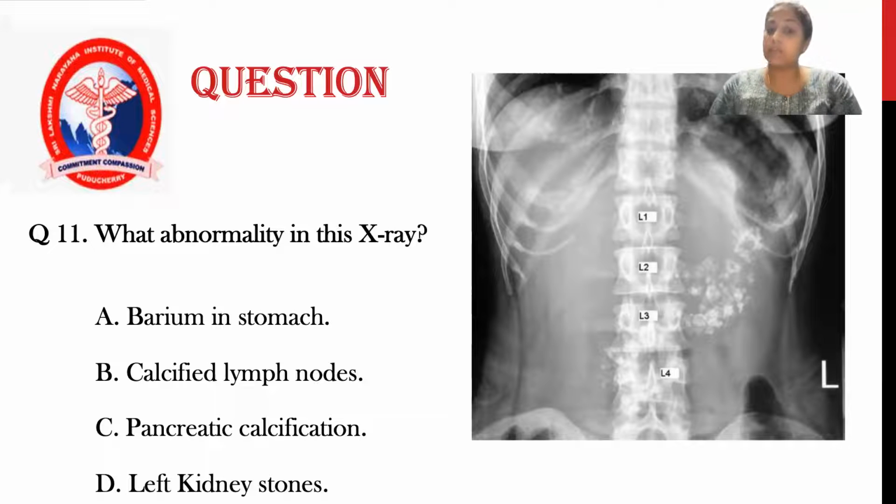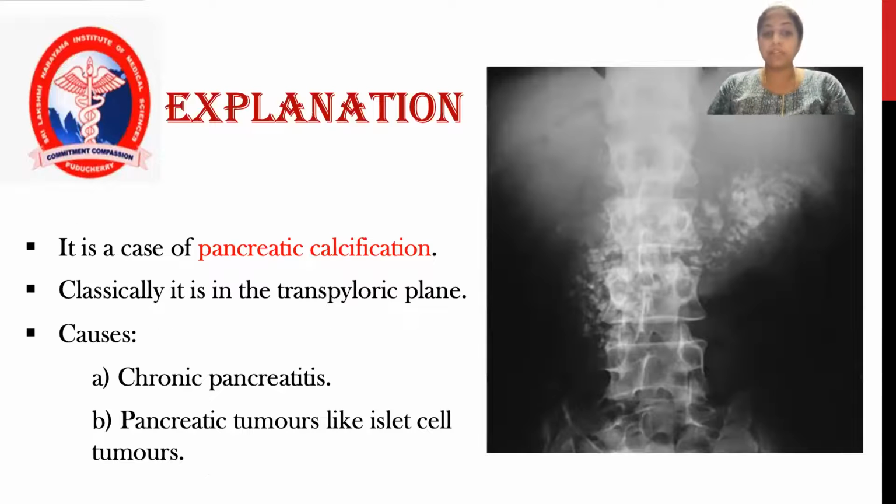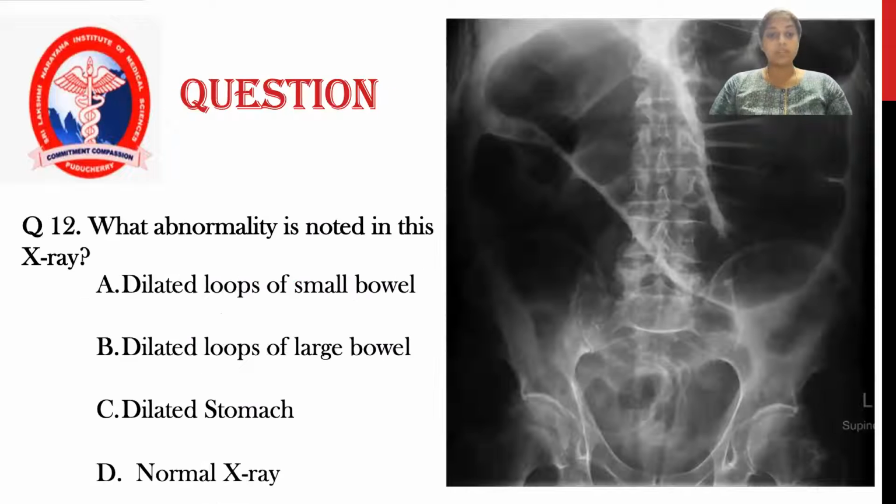Whenever you see an X-ray, you should first identify the normal structure at that level. So when we come here, it should be the pancreas. So if you relate that, then it should be this pancreatic calcification. It is classically in the transpyloric plane. The most common cause is chronic pancreatitis. Pancreatic tumors like islet cell tumors may also have calcifications.